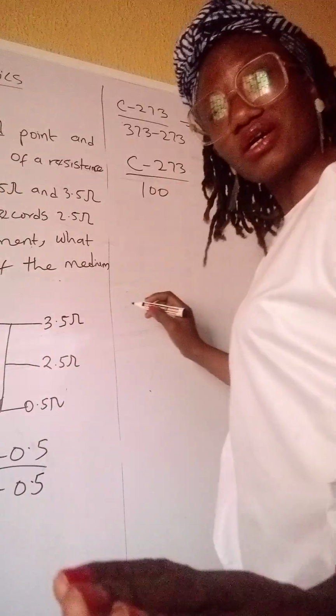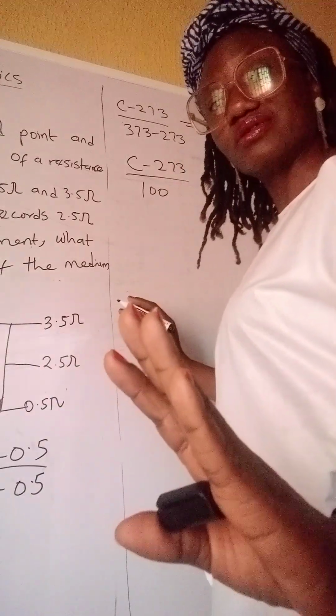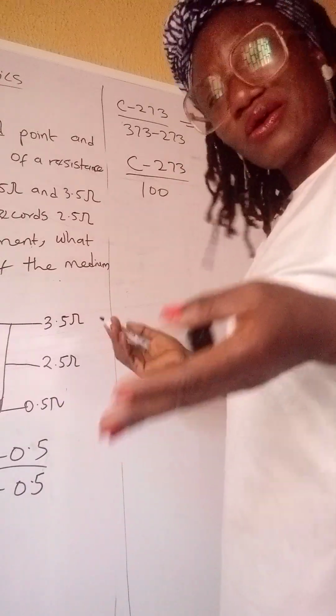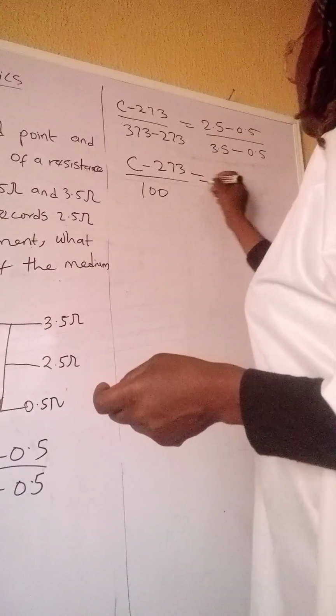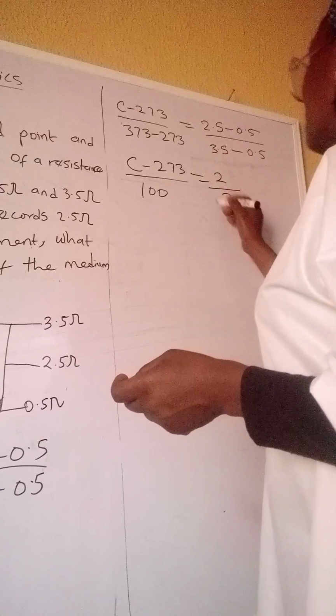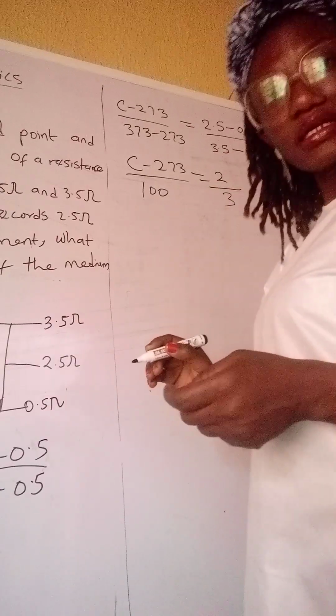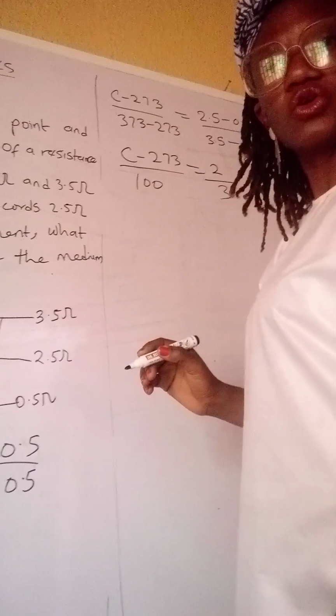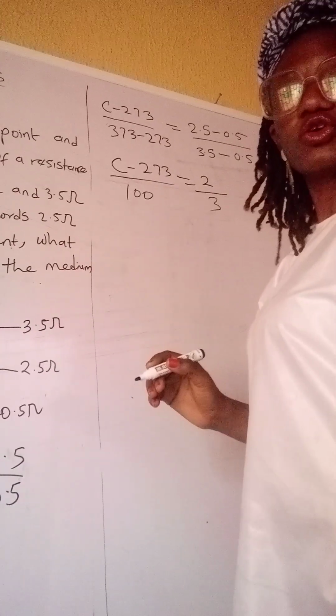Please feel free to punch calculator. After all, calculator is allowed during WAEC. So we have this: 2.5 minus 0.5 will give us 2, and 3.5 minus 0.5 will give us 3. You agree with me that the next thing we need to do is cross multiplication. So we cross multiply.